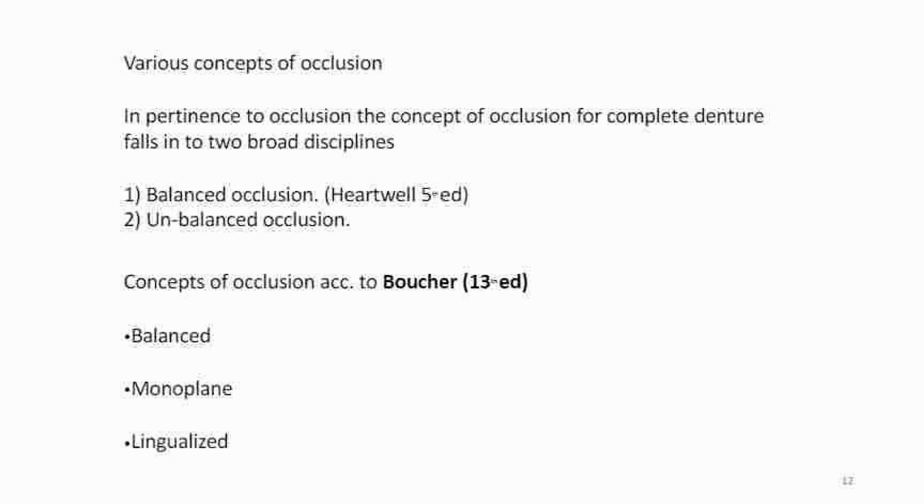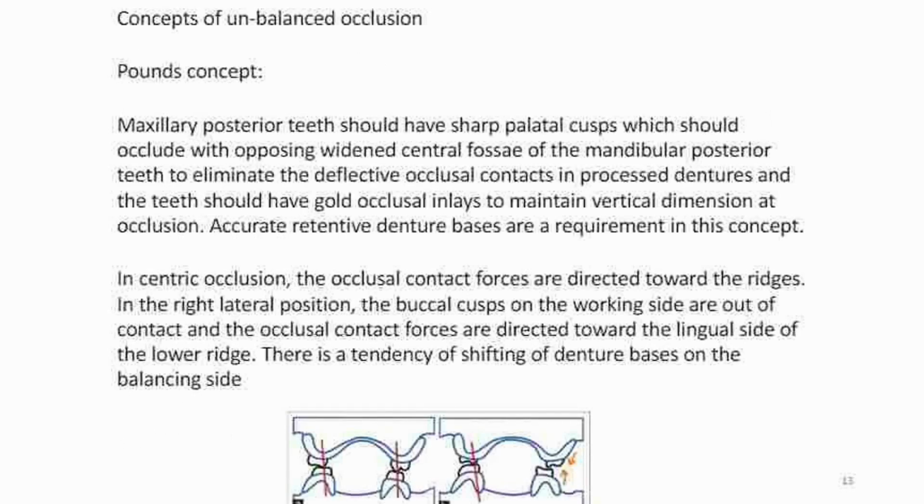There are various concepts of occlusion which are divided into two broad disciplines. One is balanced occlusion, the other one is unbalanced occlusion. Under non-balanced occlusion, we have monoplane occlusion and lingualized occlusion. The concept of unbalanced occlusion was given by Pound, and according to him, the maxillary posterior teeth must have a sharp palatal cusp which occludes with the opposing widened central fossa of the lower teeth to eliminate any deflective occlusal forces.